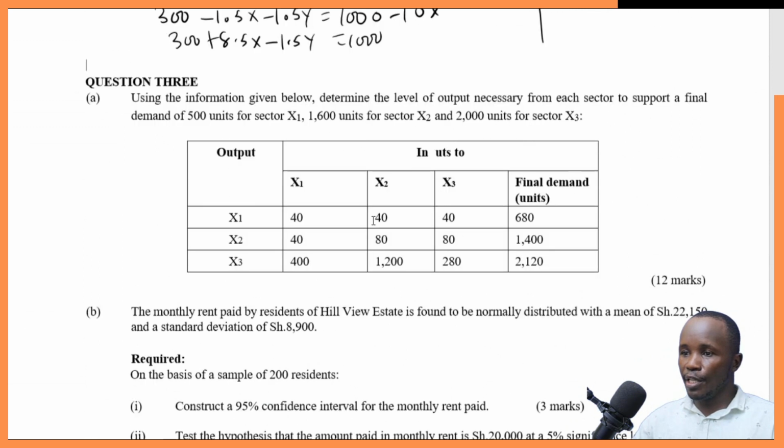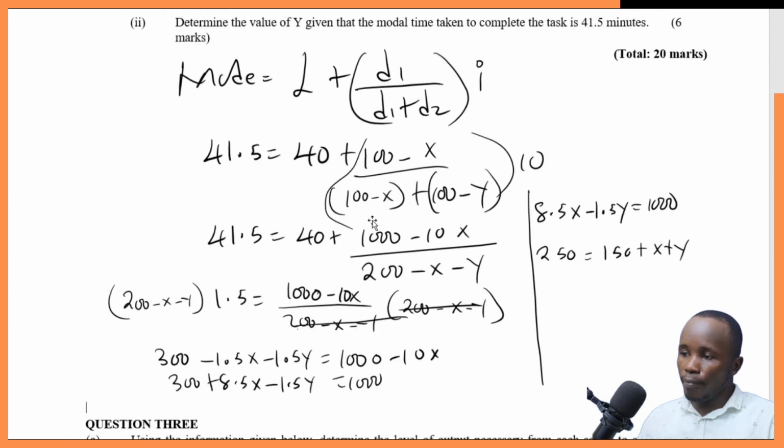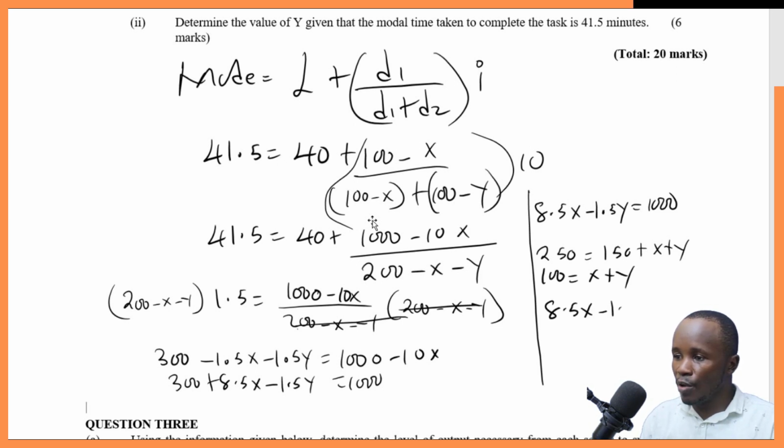You understand the cumulative frequency here. So, adding the like terms, you will find that 100 is equal to x plus y. Solve the simultaneous equations now. 8.5x minus 1.5y is equal to 1000. Then x plus y is equal to 100. I'm looking for y, which means I need to eliminate x. Multiply by 8.5. When you do that, you'll find that 8.5x minus 1.5y is 1000.